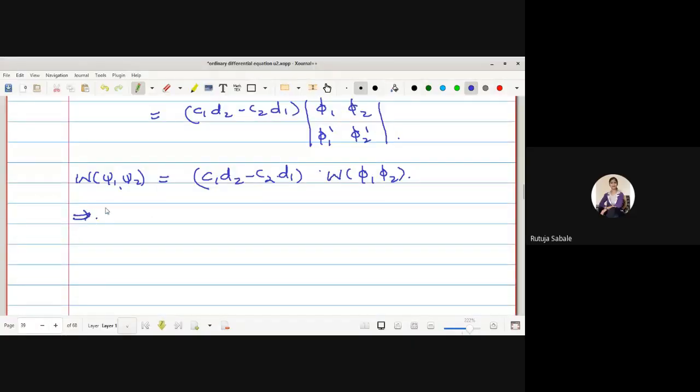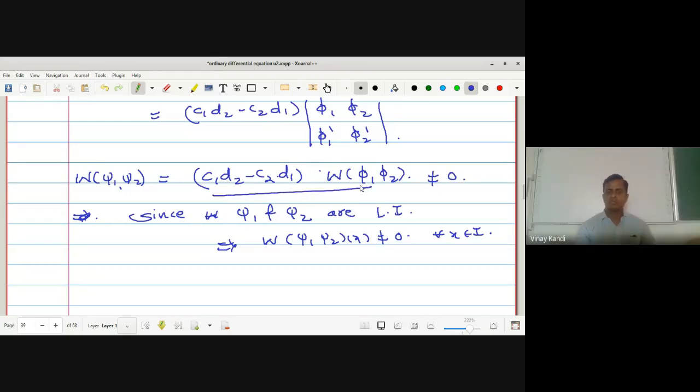That implies, since rho skin of psi 1 and psi 2 are linearly independent, it implies that their rho skin at point x is not equal to 0 for all x belongs to I. Okay, that means the value of this is not equal to 0. Okay, this implies that C1 D2 minus C2 D1, this value is not equal to 0.